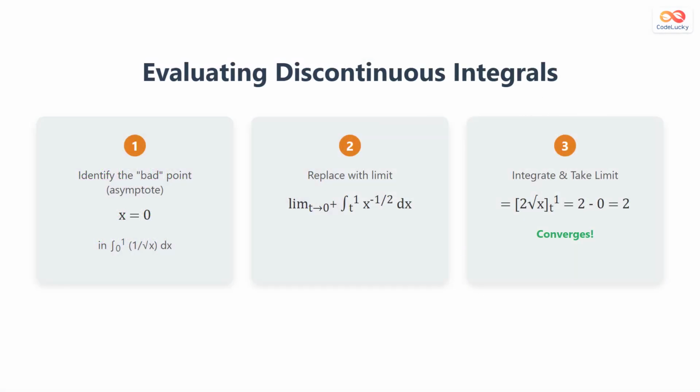To evaluate these, identifying the problem point is step 1. In the integral of 1 over the square root of x from 0 to 1, 0 is the problem because the function is undefined there. We approach 0 from the positive side using a limit. Integrating x to the negative 1/2 gives 2 times the square root of x. Evaluating the limit gives us 2. It converges.